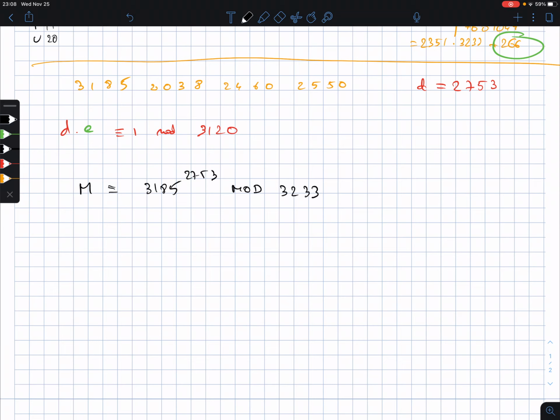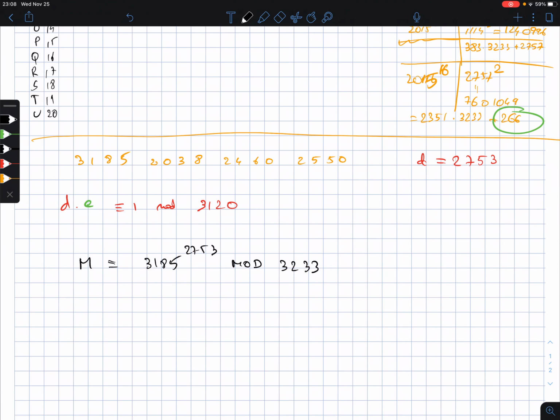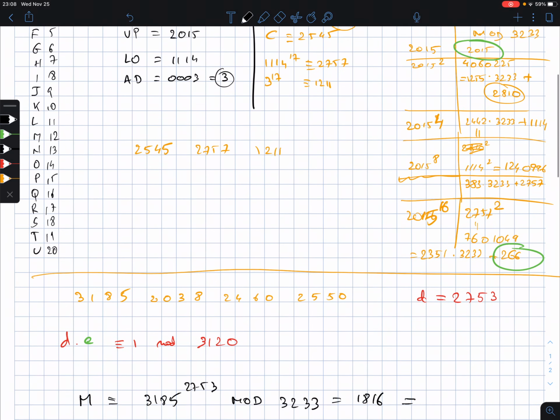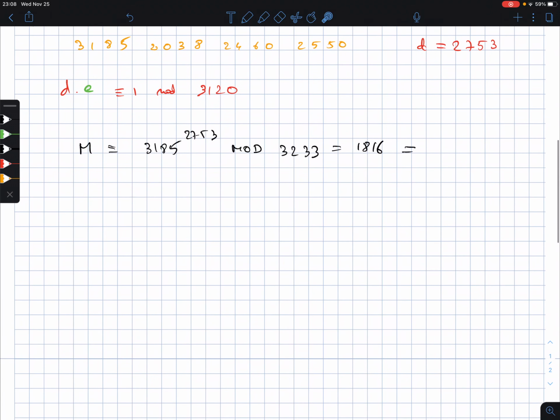So we have 3185. I hope I didn't copy that wrong. 3185 to the power 2753. I erased that, so I'd better not copy it wrong. 2753 mod. Okay, all right, here we go. So that is 1816. So we find that this is 1816. Now this is supposed to encode letters, so let's see what the letters are. 18 is here, right? That's from our table. 18 and 16. SQ. Huh. Okay, this is SQ.